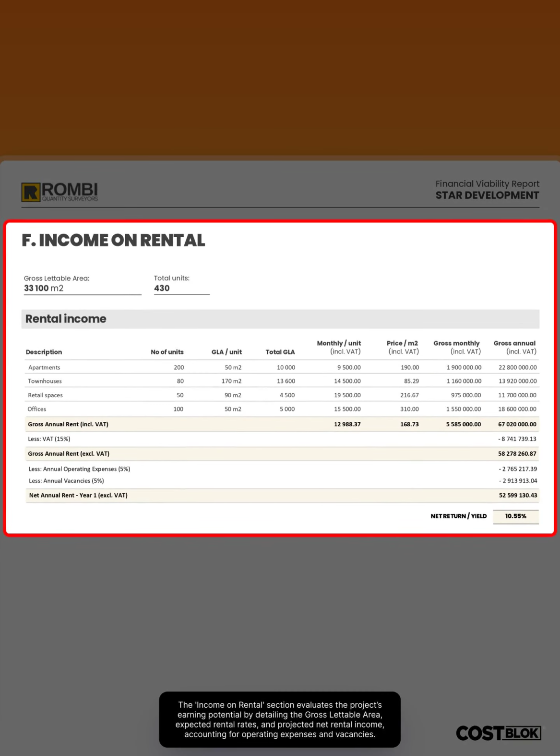The income on rental section evaluates the project's earning potential by detailing the gross lettable area, expected rental rates, and projected net rental income, accounting for operating expenses and vacancies.